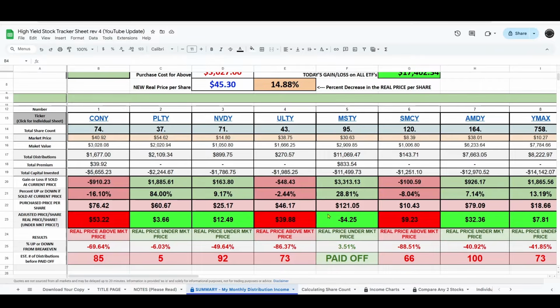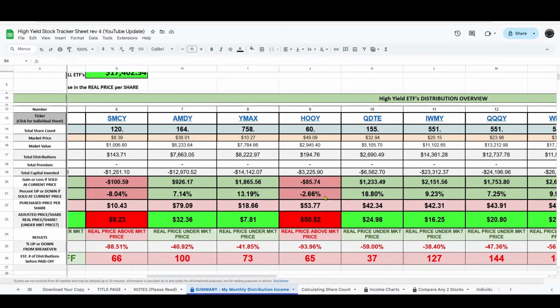So let's just go ahead and jump right on in, update the spreadsheets, and find out what my new real price per share is, and to see how much closer I can get some of these red numbers down in the percentage right here. And this is the percentage up or down if I sold at that current price. Currently, the ones that I'm down on are CONY at 16% down, ULTY 2.4% down, SMCY 8% down, and WDTE 2.6% down. Now, those are just the ones that I'm down on.